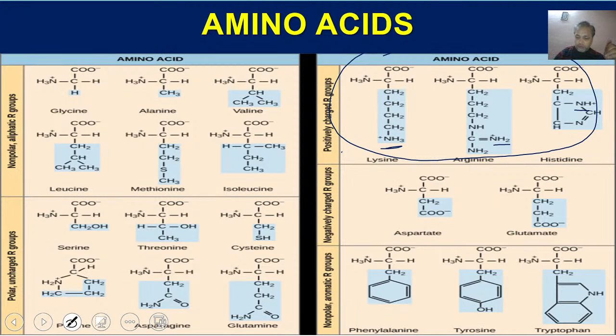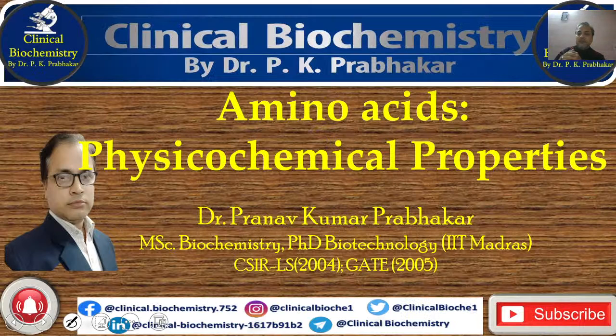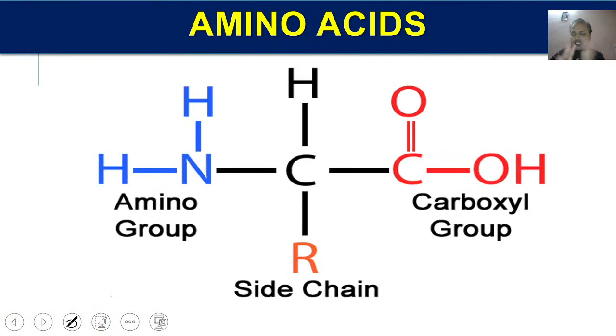So today we are going to talk about the physicochemical properties of amino acids. We will see different types of properties. This is the basic structure of an amino acid, which we have seen. I have already told you that we have only alpha amino acids in our body for protein synthesis, and that too only L type. No D type amino acids are used for protein synthesis. So only alpha L amino acids are used in our protein synthesis.